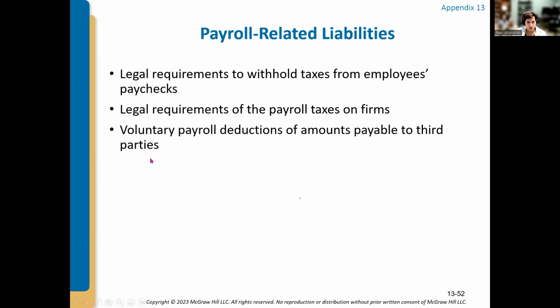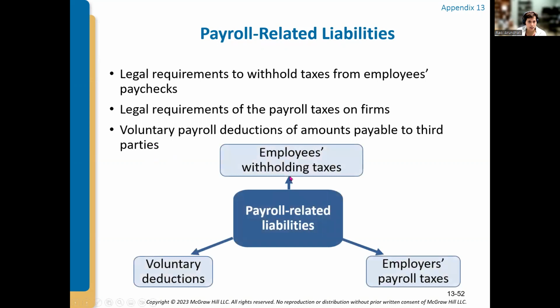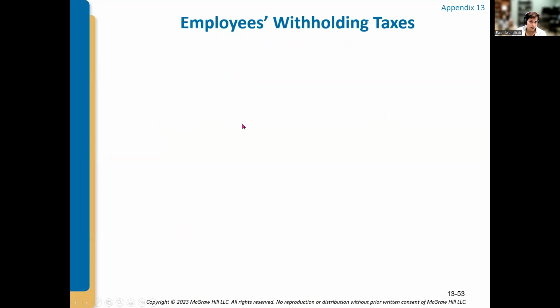So there are all kinds of things that a company has to take care of, which is why there are companies that specialize in payroll. You've heard of a lot of these payroll companies. You contract out to these payroll companies and they will take care of all of it. So again, payroll related liabilities: there are employee withholding taxes, employer's payroll taxes, and voluntary deductions. So let's talk about the employee withholding taxes.